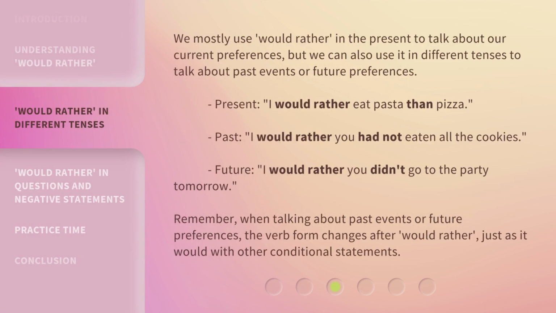We mostly use would rather in the present to talk about our current preferences, but we can also use it in different tenses to talk about past events or future preferences. Present, I would rather eat pasta than pizza. Past, I would rather you had not eaten all the cookies. Future, I would rather you didn't go to the party tomorrow. Remember, when talking about past events or future preferences, the verb form changes after would rather, just as it would with other conditional statements.